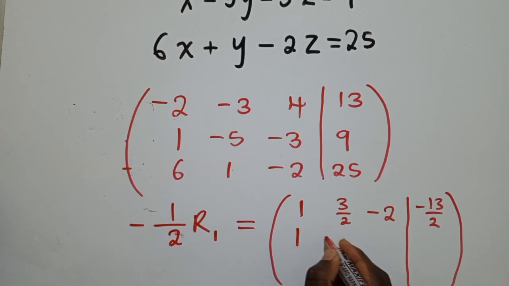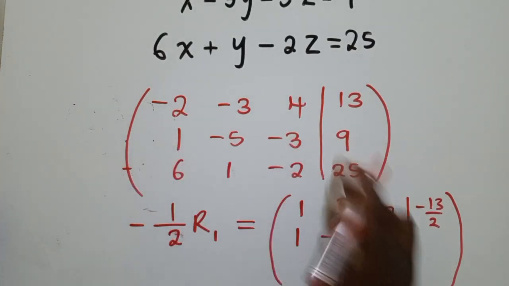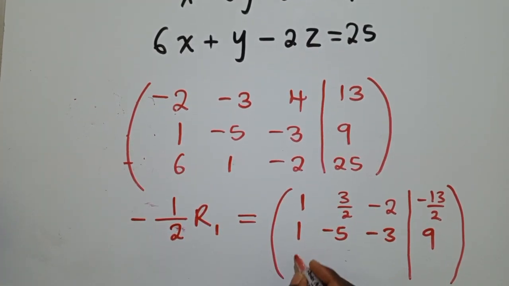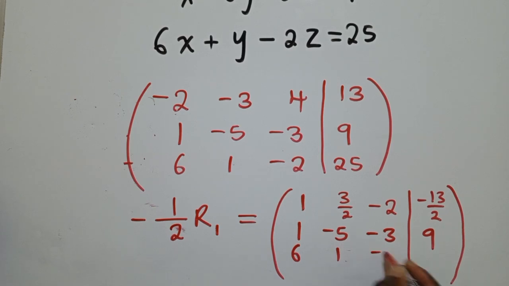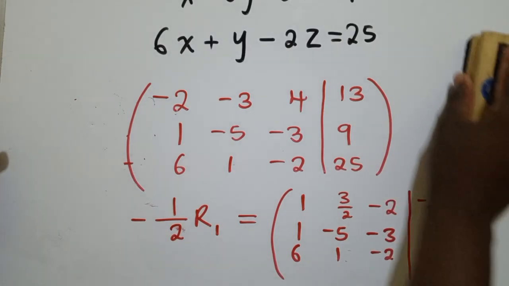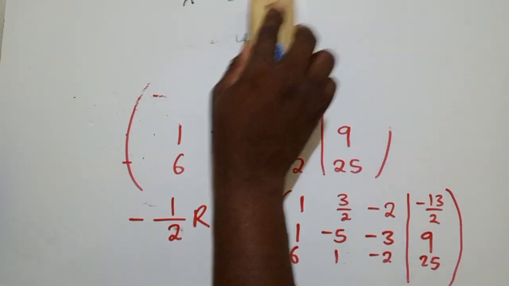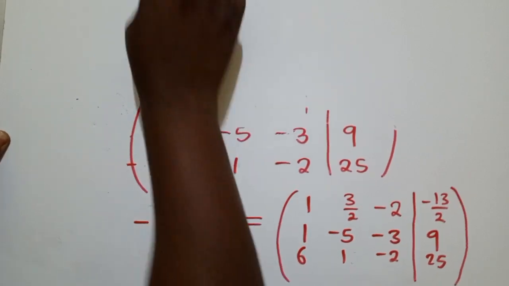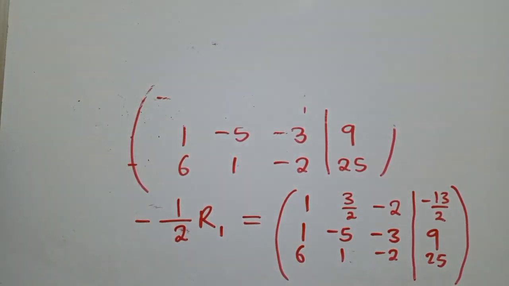Next, this row is not affected, just write it the way it looks, and this one also is not affected. We write it the way it looks. So this is what we have. This is step 1. For step 2, let me copy it here since I'm running out of space.